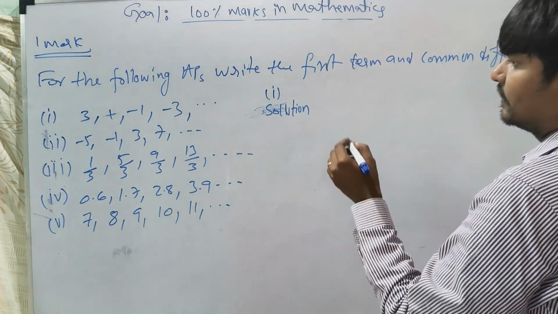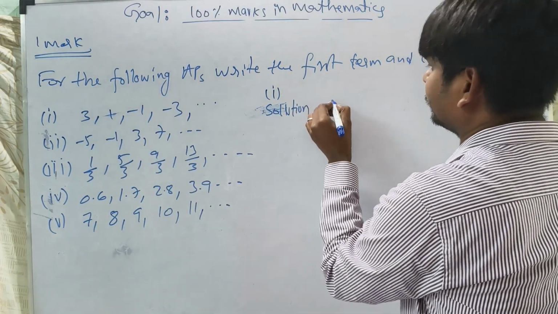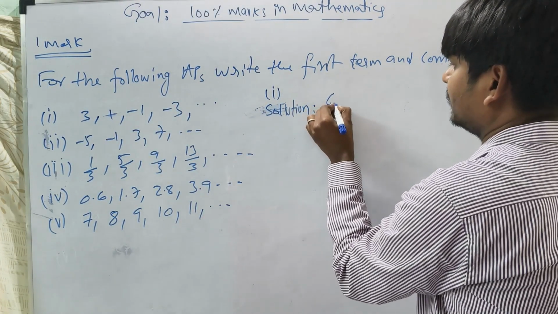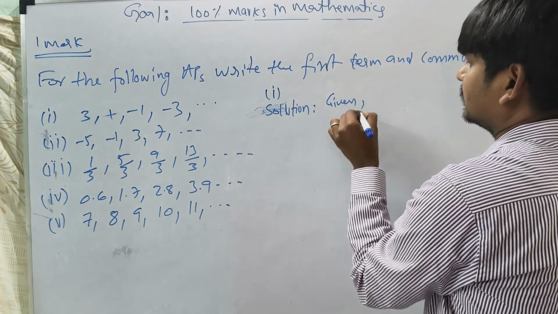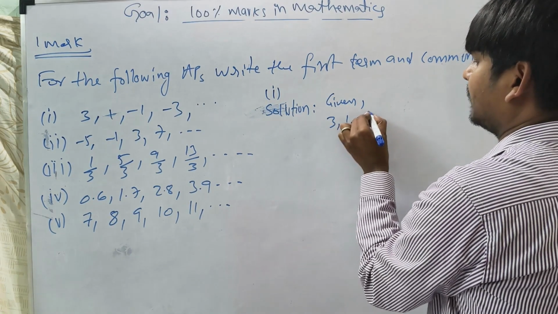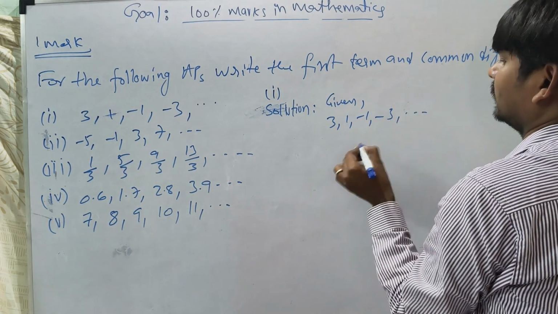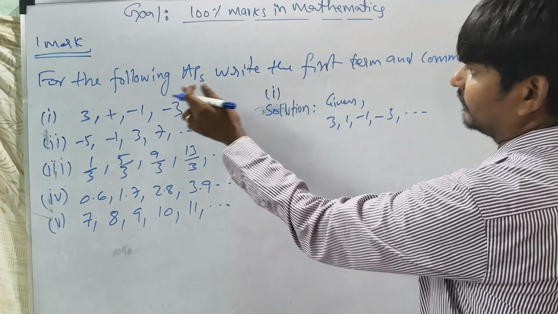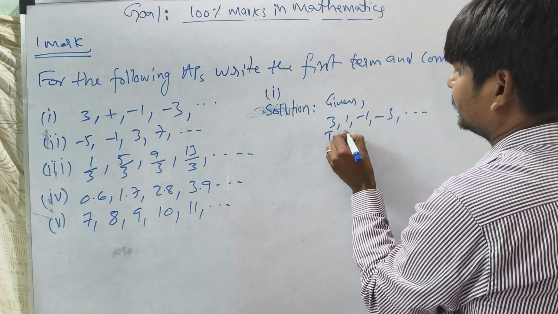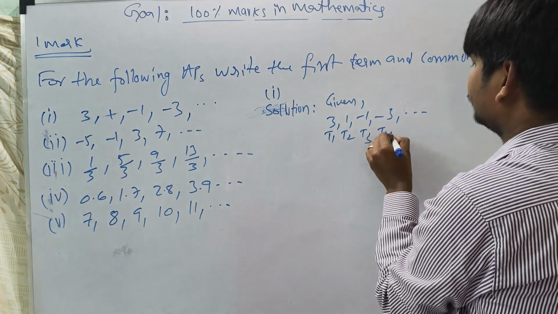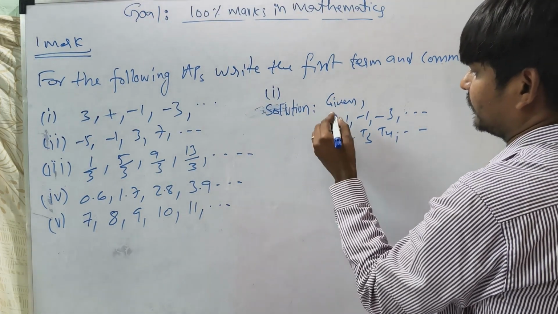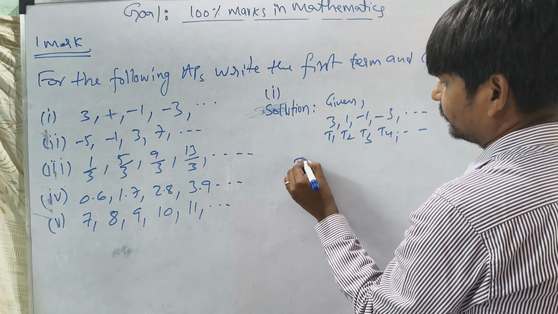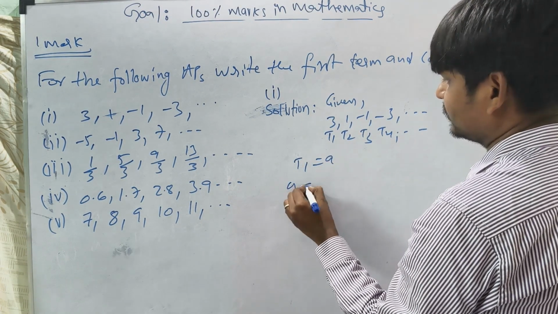Right. Here see. The AP given is 3, 1, minus 1, minus 3 and so on. Now the first term is always A. So what they are asking is the first term. T1, T2, T3, T4 and so on. Here T1 is the first term. We are already assuming T1 as A. So A is equal to what here?